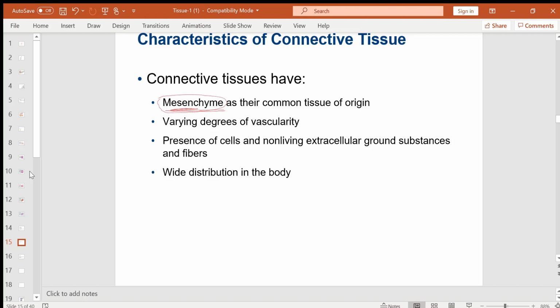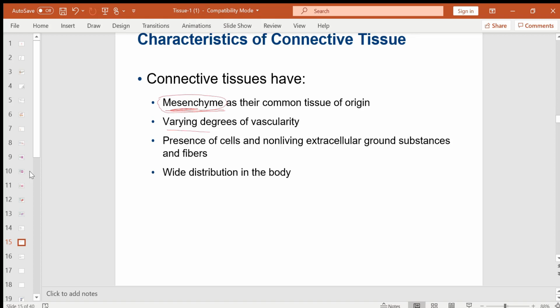Okay, connective tissue has varying degrees of vascularities. Some connective tissues don't have blood vessels. For example, cartilage, ligaments, tendons, they don't have any blood vessels. Some connective tissues have a small amount of blood circulation. For example, bones have blood vessels, and some have more blood vessels. So that's why we say varying degrees of vascularities. Okay.